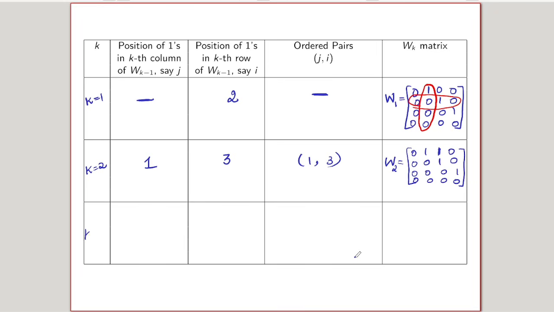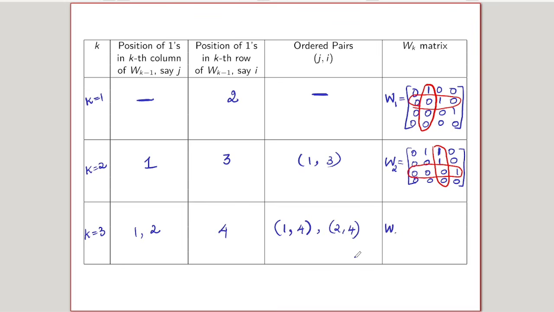Next we are taking k equal to 3. For k equal to 3, we have to see third column in W2 matrix. See the third column, this is our third column. Clearly first two places has 1, so here it will be 1 comma 2. And next we have to see the third row. In third row at fourth place we are having 1, so next it will be 4. Combining these two, we have to write the ordered pair. So it will be 1 comma 4, column comma row, and then it is 2 comma 4.